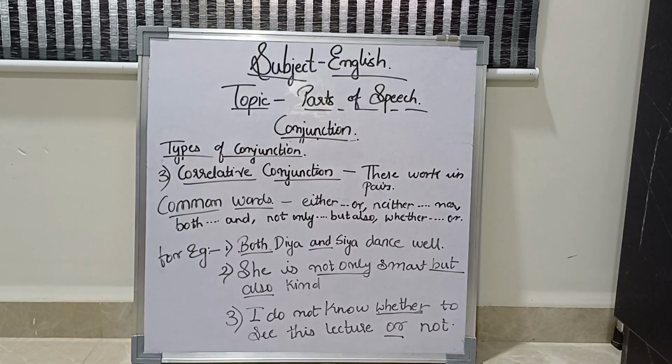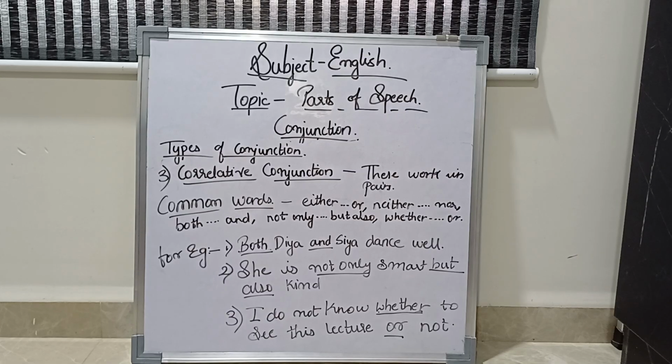Now, if we look at examples, both and first. Both Dia and Sia dance well. So to explain Dia and Sia, we can use both. Both are in the same field. Both are in the same class. Both are the same age, if I say. So what we will do? We will say both Dia and Sia dance well, to give a compliment about both.